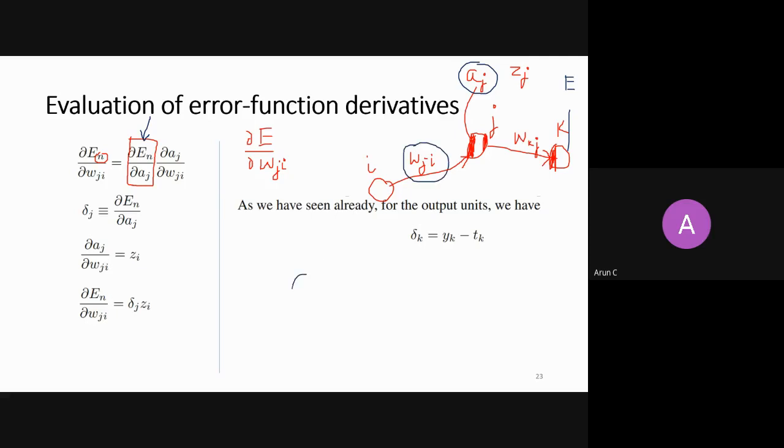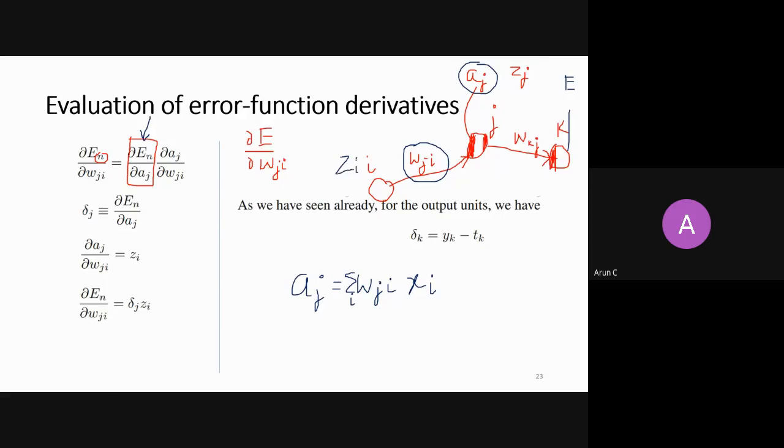So how can you write aj? Aj is the summation over i of wji times xi. The particular term wji will give me the respective xi, the input, or it could be zi. So in general, I say it is zi.